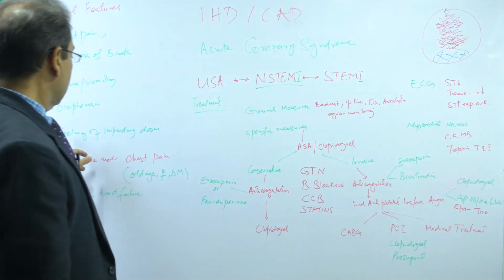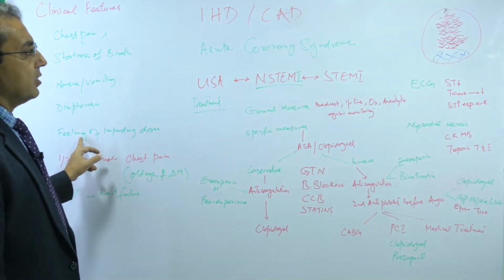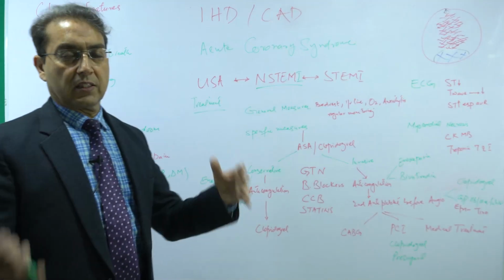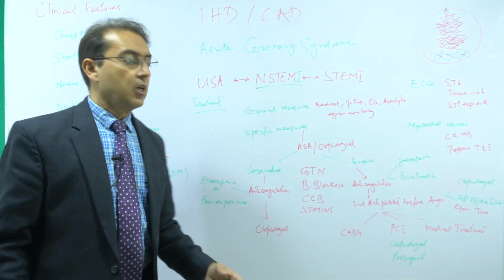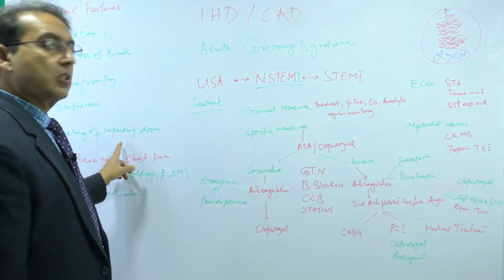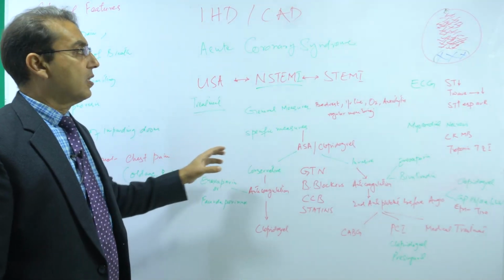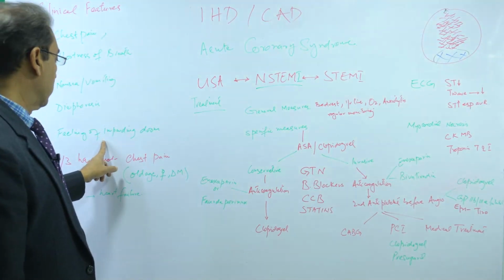Another important feature of infarction, which differentiates it from angina, is the feeling of impending doom. The patient complains, I feel as if I'm dying. So there is something very serious going on. This is also called angor animi. This is an important feature. If a patient has developed myocardial infarction, especially STEMI, the patient has this feeling of impending doom.